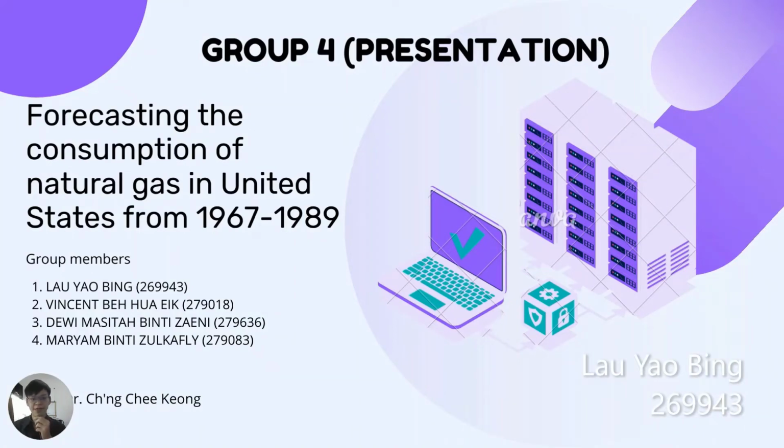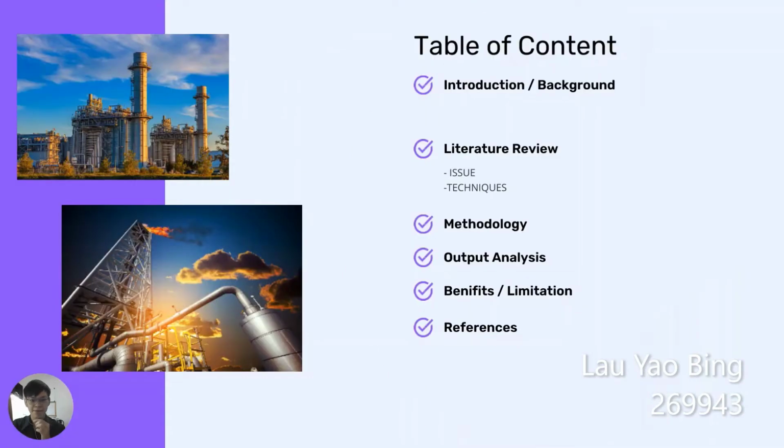Today, we are going to present SQIT3063 data mining. Our project title is Forecasting the Consumption of Natural Gas in United States from 1963 until 1989. This research consists of 5 chapters. In this presentation, we focus on the introduction, a background of the research. Next, we will proceed to the literature review on the issue, literature review on the techniques, methodology, output analysis, benefits and limitation of the research, and reference.